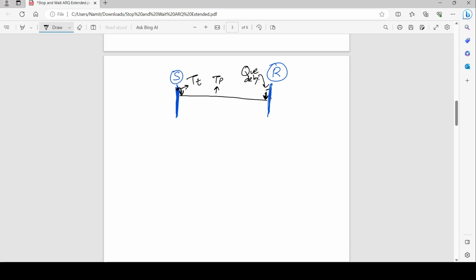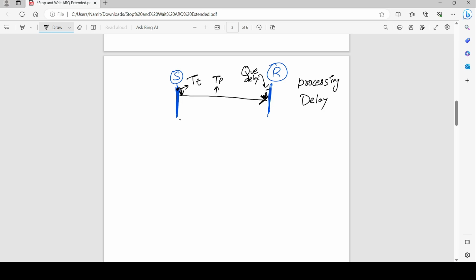The moment that data frame has been received by the receiver after queue delay, it will process that data. The amount of time taken to process data is known as processing delay. Correct? Now is it so? No, it is not so, because sender also needs something from the receiver, right? What it needs? Yes, it needs acknowledgement.